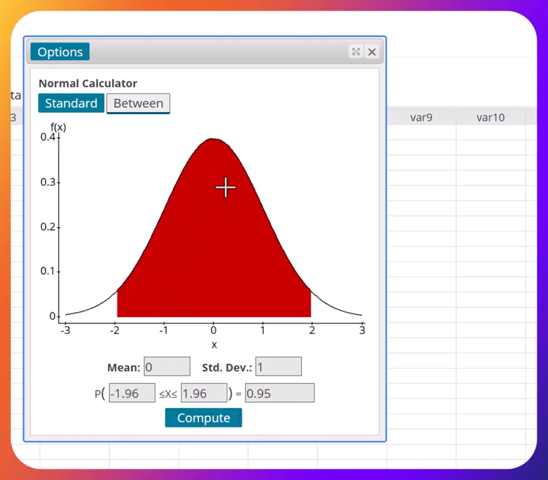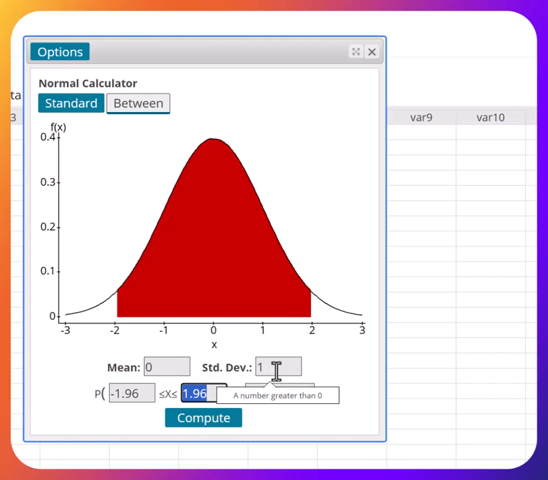The red area is called the confidence region, which is 95%. The remaining area in the two tails is the 5%, 2.5% here and 2.5% there. This number that splits up the areas is called the critical number, which we already found using StatCrunch. It's 1.96. We have a negative 1.96 sitting right here, and we have a 1.96 sitting right there.